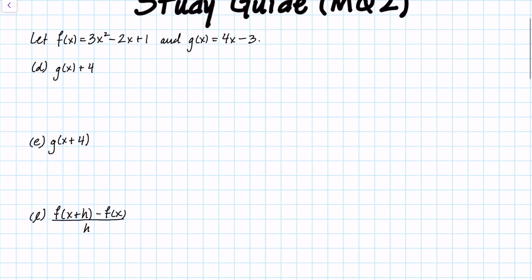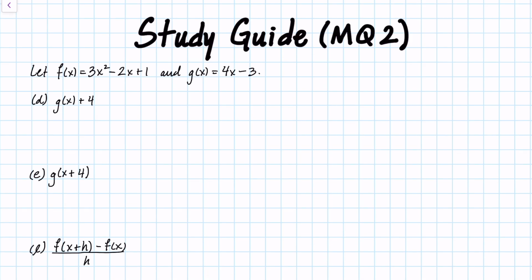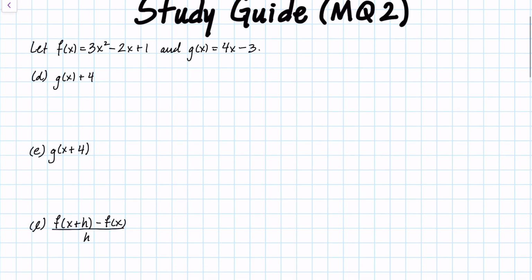So in this problem, you're given two functions. The first one is f of x. The second one is going to be g of x. And they are defined by different rules. So f of x is just a quadratic polynomial and g of x is a line.